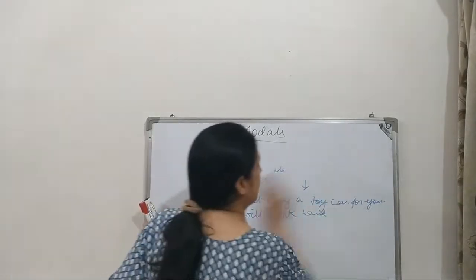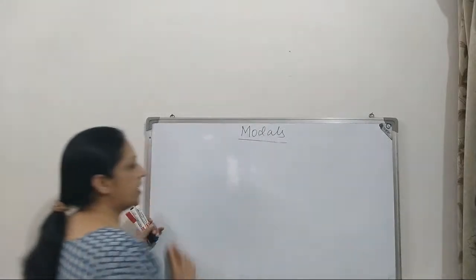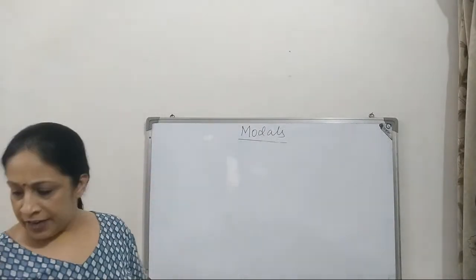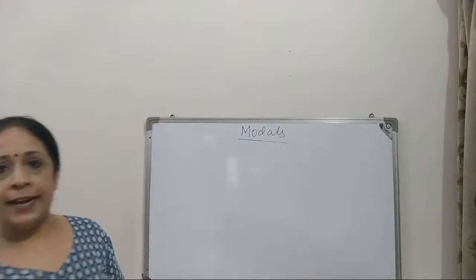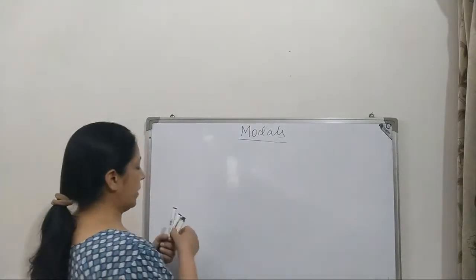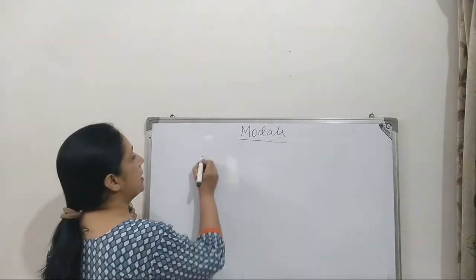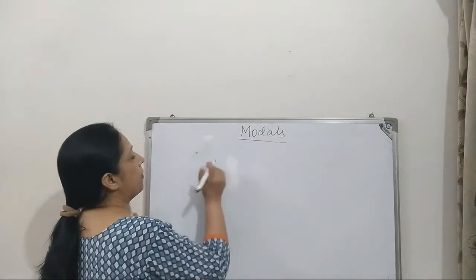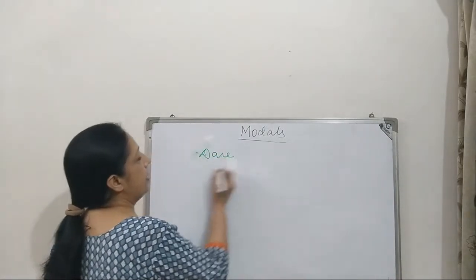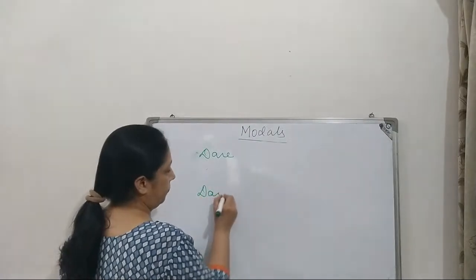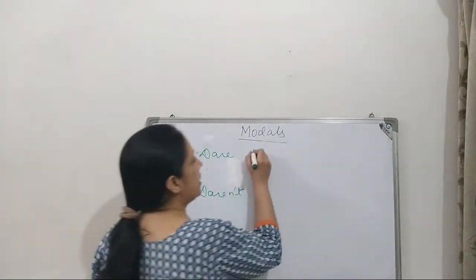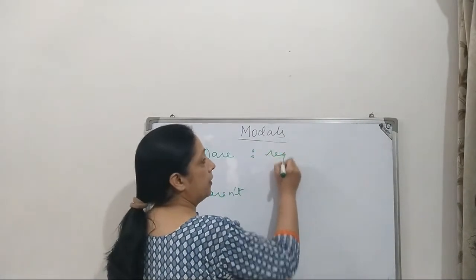Alright, next, the last one, I think we have done all of them. Dare and daren't is left. So let's quickly do that and then I have a few sentences. So now is dare and daren't. Here you require courage.